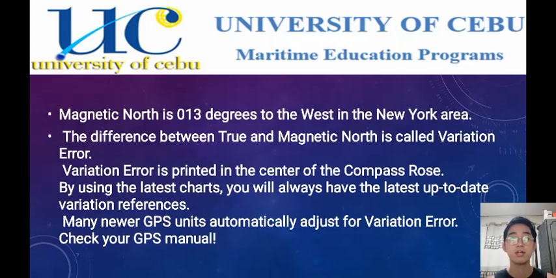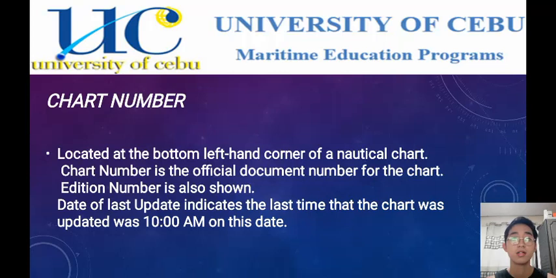Check your GPS manual. Chart number. Located at the bottom left hand corner of the nautical chart. Chart number is the official document number for the chart. Edition number is also shown. Date of last update indicates the last time the chart was updated, and was on this date.